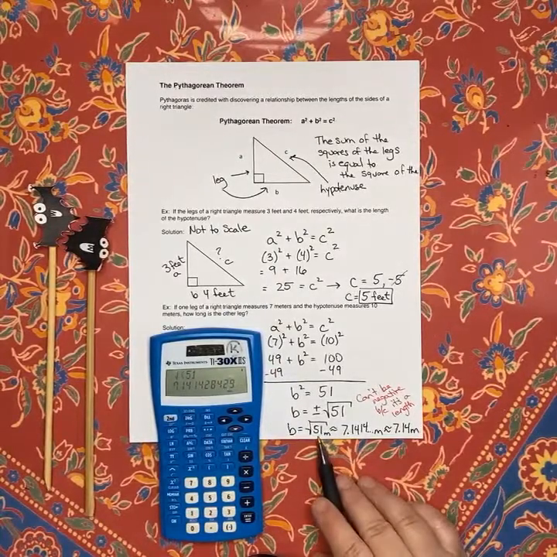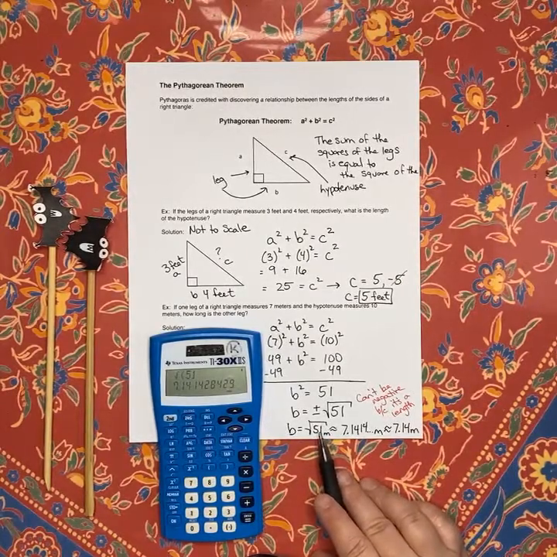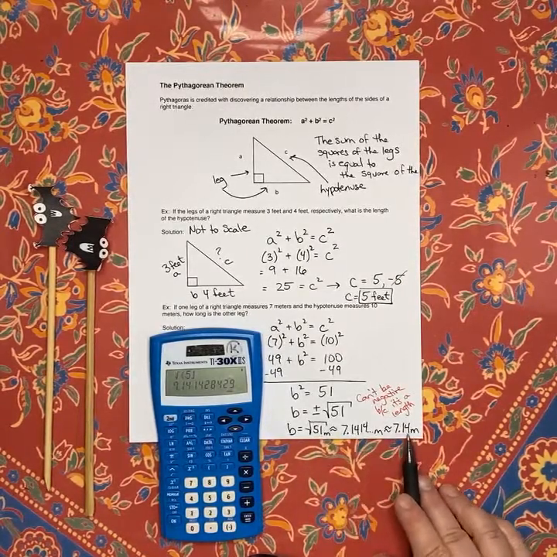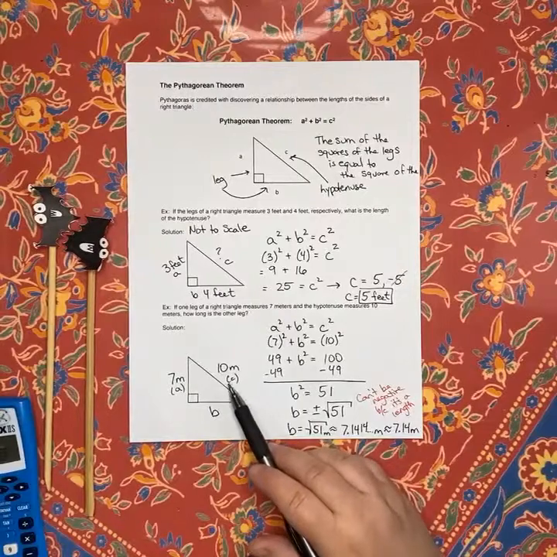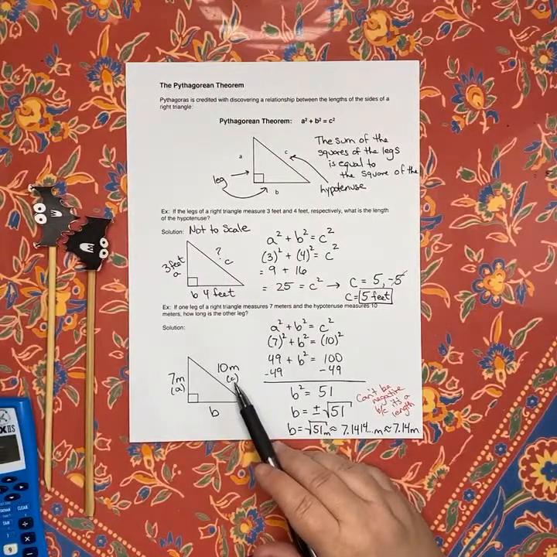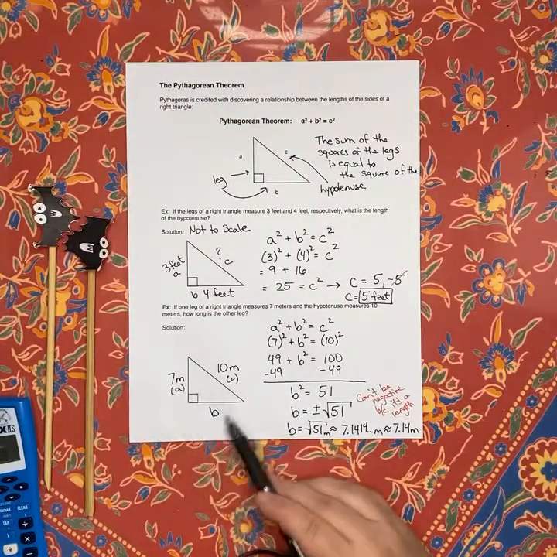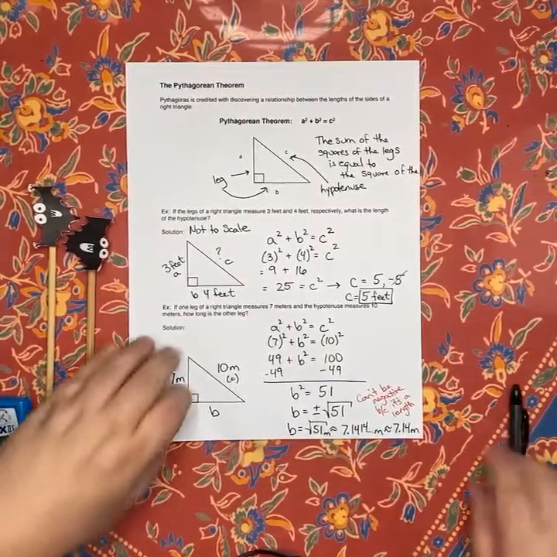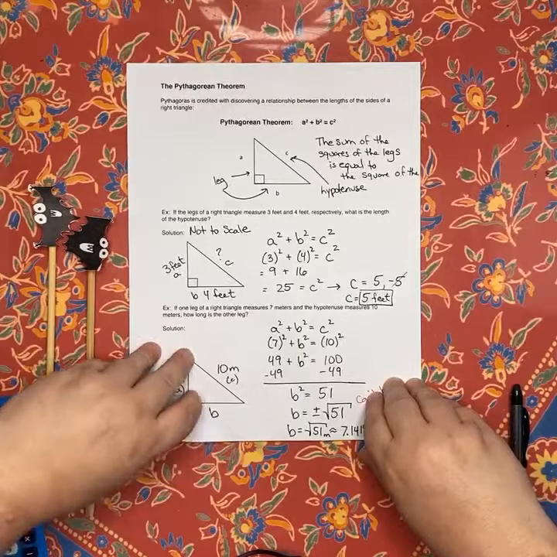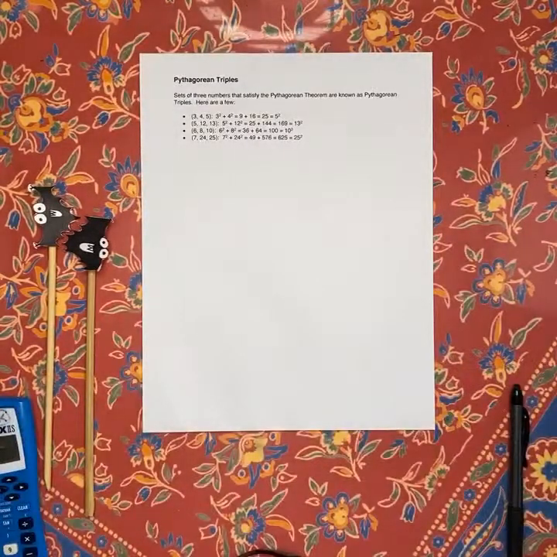So we've got the exact answer here, radical 51 or square root of 51, or the approximate answer, which is just a little bit over 7 meters. Now, let's double check. Is the hypotenuse still the longest one? Yes, quite a lot longer, actually. This one's 7. This is a little over 7. This one's 10. So, woohoo! Okay, so there's another use of the Pythagorean theorem.